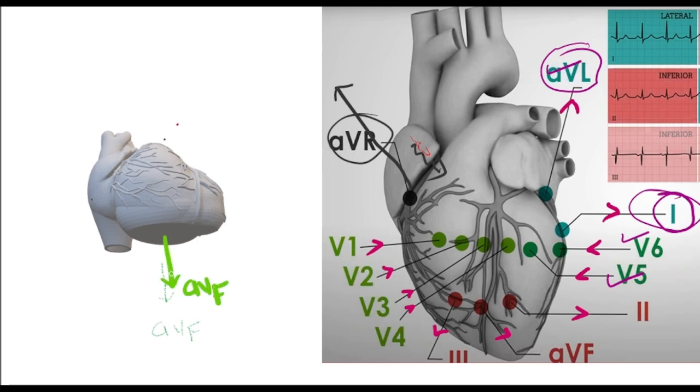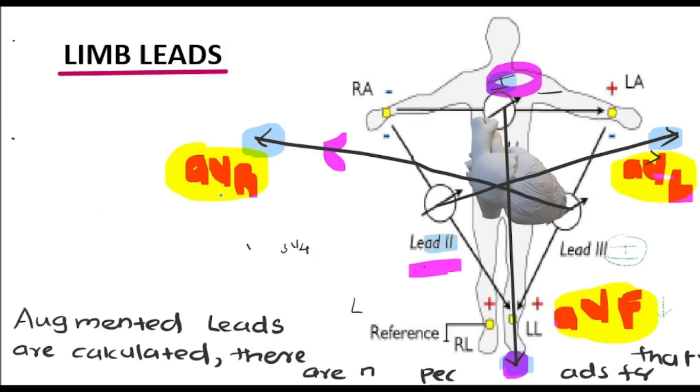Can you see the inferior side of the chest? This is the inferior side, and look at this picture. Let's take AVR. AVR is going in which direction? Towards the right direction. Okay, and AVL is going towards which direction? It's going towards the left side. Okay, so let's take AVL first.